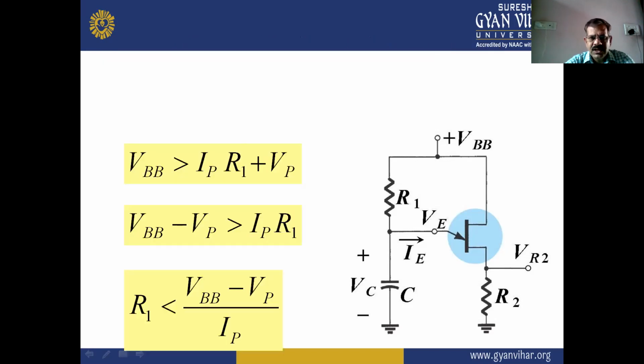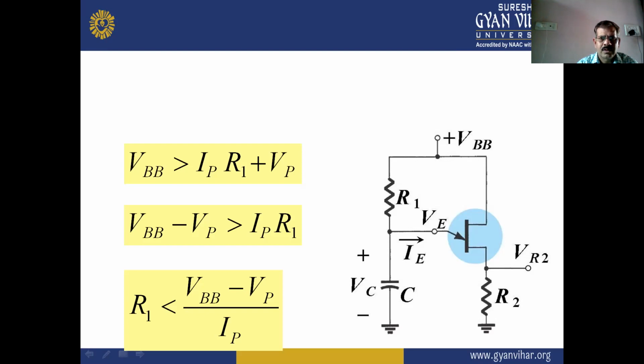Now from this circuit diagram, the voltage VB is greater than IP R1 plus VP, and VB minus VP is greater than IP R1, and also R1 is less than (VB minus VP) upon IP. So this is the value of resistance R1 of this circuit diagram.